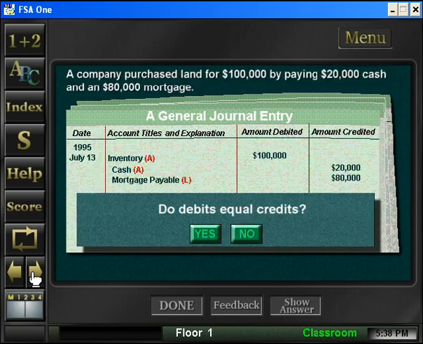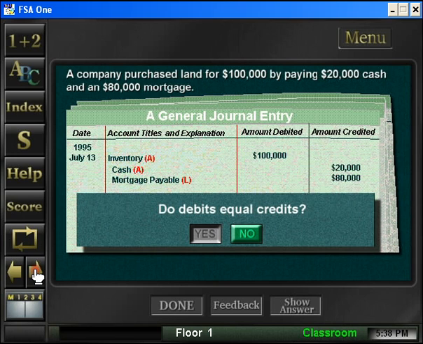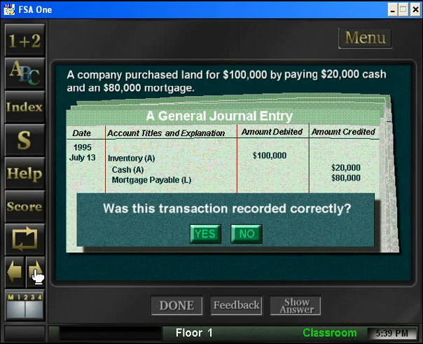On July 13th, a company purchased land for $100,000 by paying $20,000 cash and taking out an $80,000 mortgage. The bookkeeper analyzed the transaction and made this journal entry. Right. $20,000 plus $80,000 equals $100,000. Was this transaction recorded correctly? Right. Land and inventory are different.